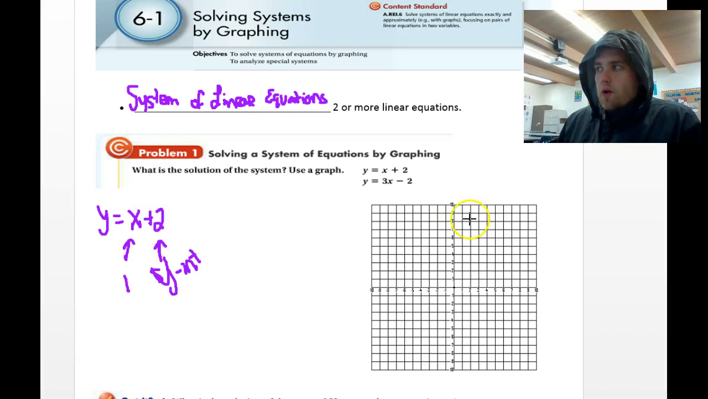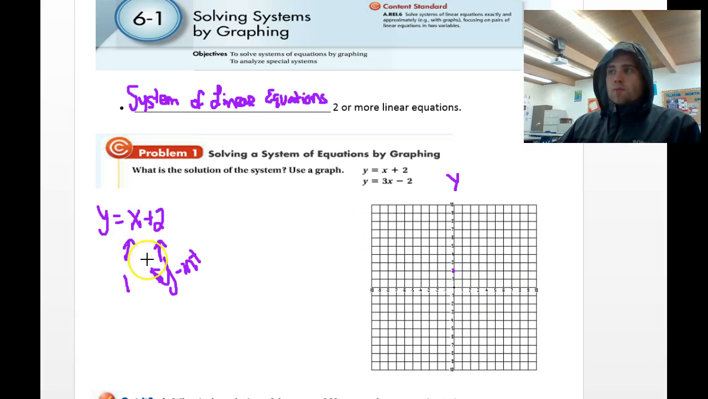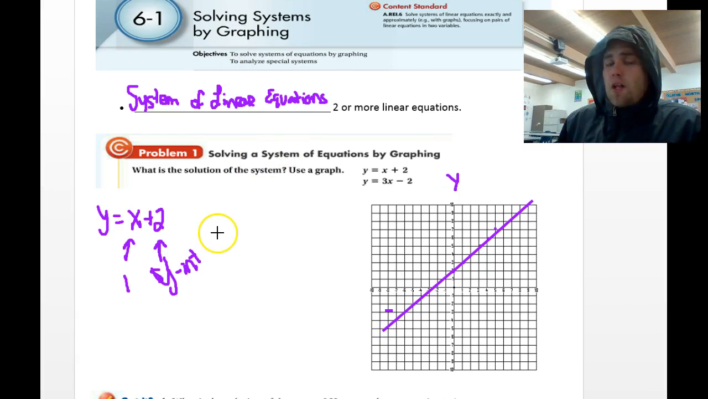So I start with my y-intercept. I go to my y-axis, and I go to 2, and I make a dot. Now, our slope is 1, which means up 1 over 1, up 1 over 1, and so on. And then let's see if I can draw a line. Okay, so there's my line.